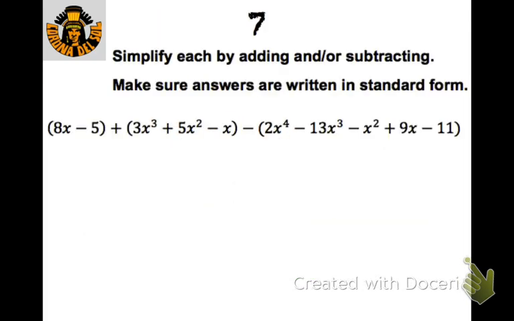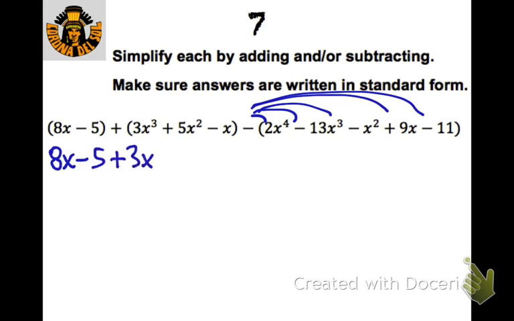Now this one, we're just going to have to combine like terms. So if we have a minus sign, we're just going to make sure that we distribute all of the negative signs to the right of the parentheses there. So I'm going to just rewrite these. And then after I rewrite these with the correct signs, then I'll combine all the like terms.